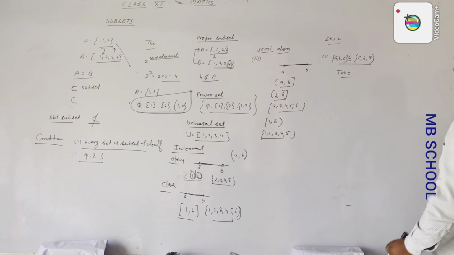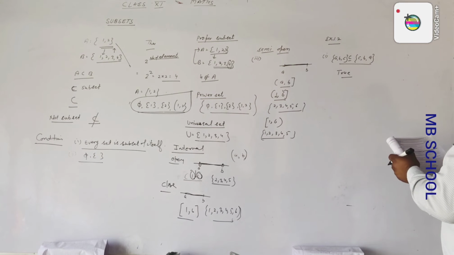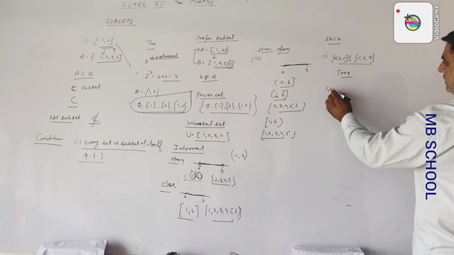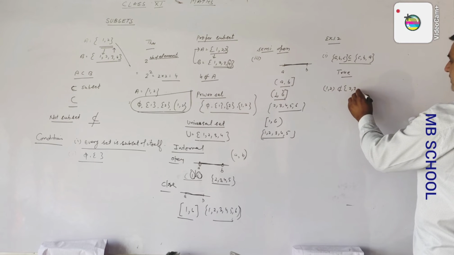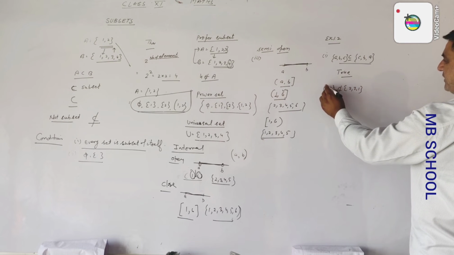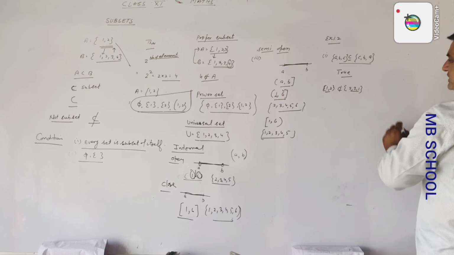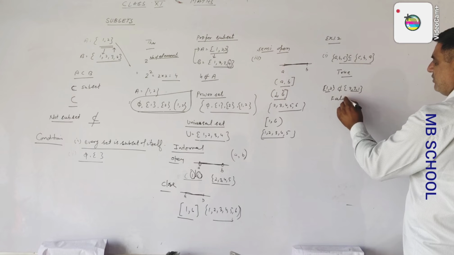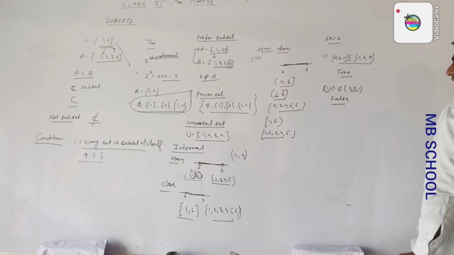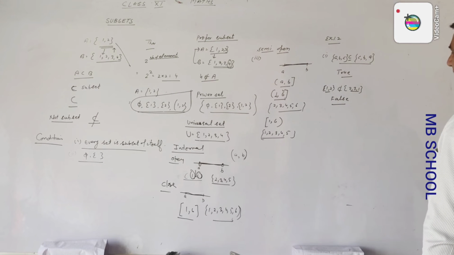This is true. And the next part is {1, 2} is not a subset of {2, 3, 1}. This says that 1, 2 belong to this set, but it says that they do not belong, so this statement is false. 1, 2 belong to this set, but it says that it is not a subset.